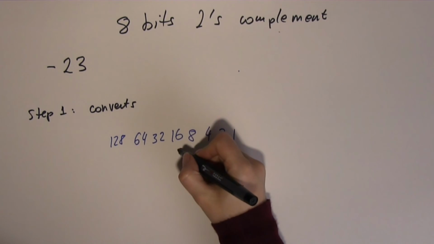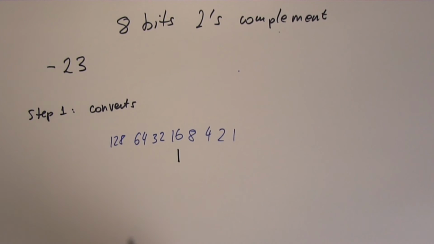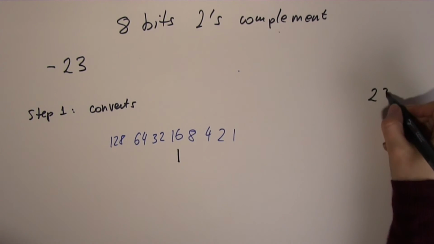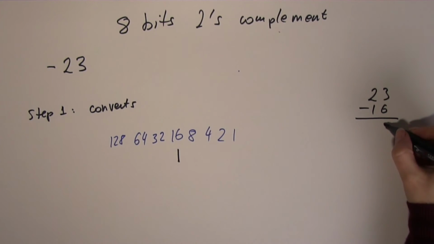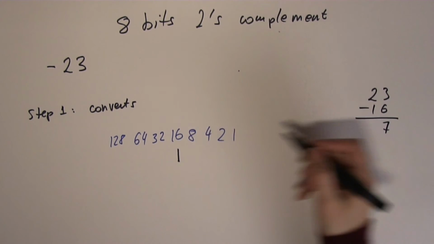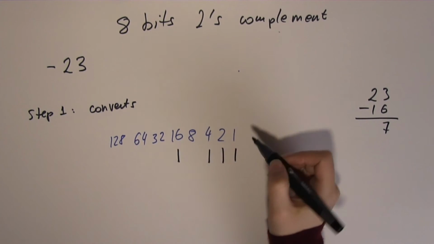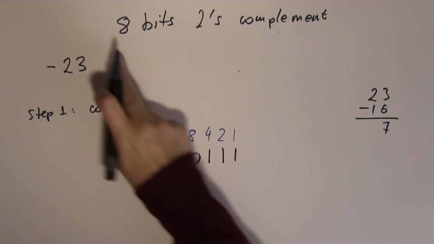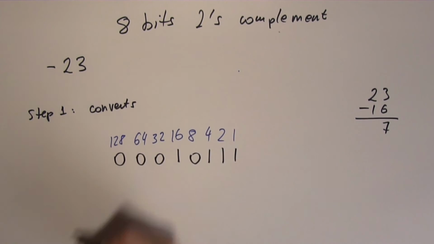Now 16 is the biggest that I can take out from here because 32 is too big. Now what's the difference between 23 and 16? Well, that's a nice and easy 7. And then 7 is the combination of 4, 2 and 1. Now here comes the trick, because it's an 8 bits notation, I need to place 3 zeros here at the front. Okay, so that was the conversion part.